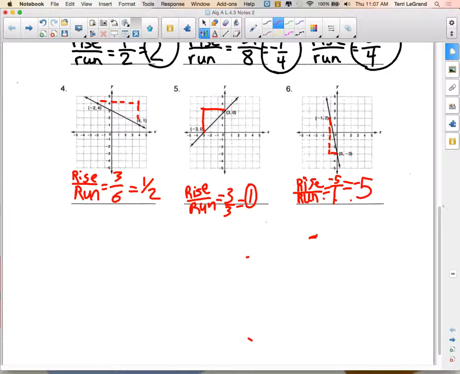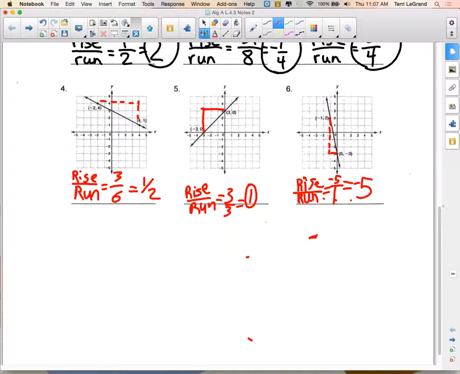This line is doing what? What's its behavior in number 4? It's falling from left to right, like how we read across the page. From left to right, it's falling. So what should we expect the slope to turn out as? Positive, negative, 0, or undefined? It should end up negative, shouldn't it? So if we end up with a slope of positive 1/2, our brain should say, you know what? Something went wrong because I should have a negative slope here.